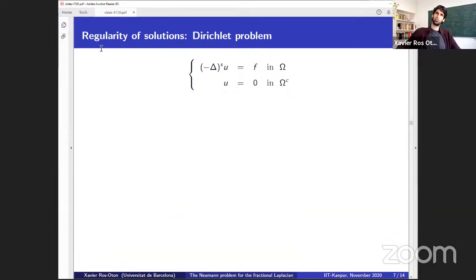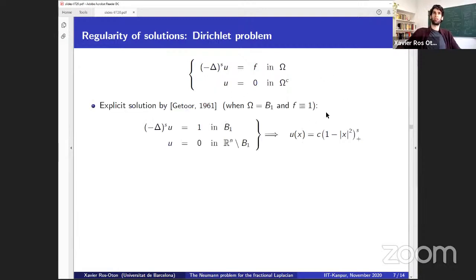So let's now turn to the regularity of solutions, which is what we are most interested in. Let me briefly explain the regularity of solutions for the Dirichlet problem. The Dirichlet problem for the fractional Laplacian is this one, and we have an explicit solution, which is the first way to see what regularity you expect. Setting f equal to one and Omega the ball, the problem is: in the ball, the fractional Laplacian of u equals one, and outside the unit ball, u equals zero.